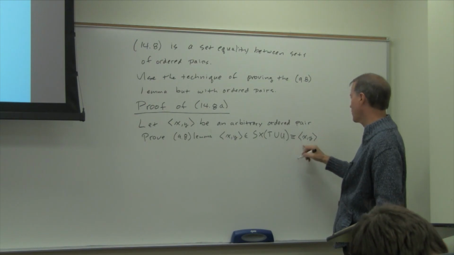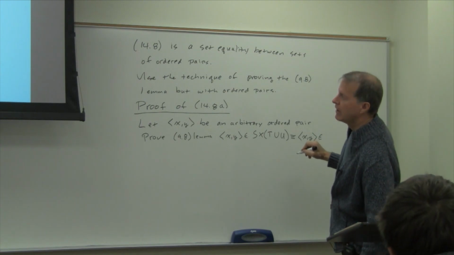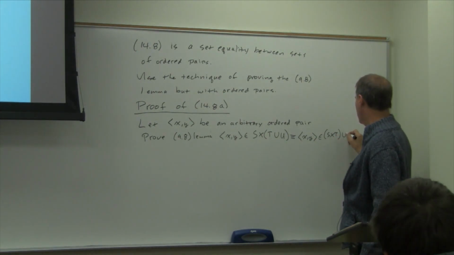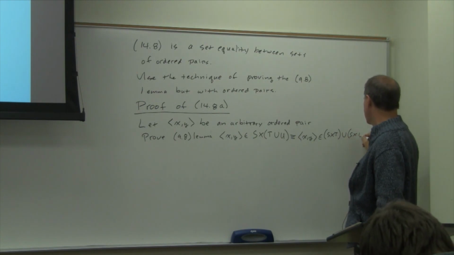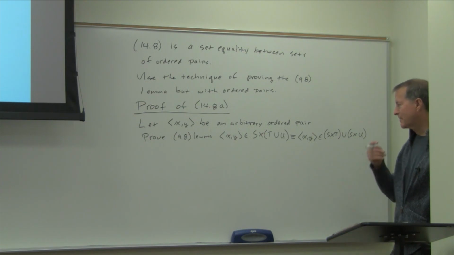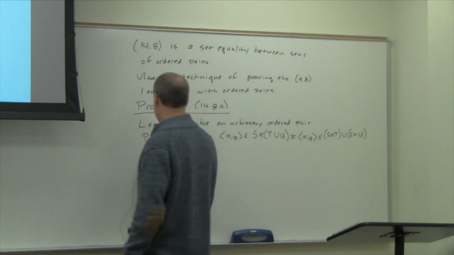The ordered pair (x, y) is an element of S cross T union S cross U. Should we start with the left or the right? I think we should start with the left. Let's start with the left.